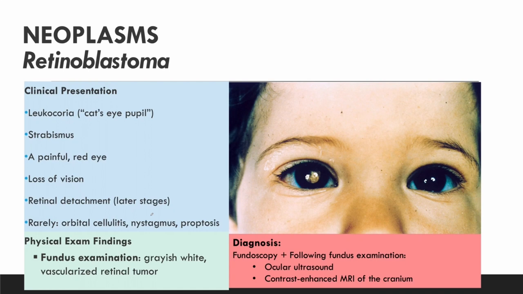On physical exam, you're going to look at the fundus, and you're going to see this grayish-white tumor in the back of the eye. And if you see that, then you should get either an ocular ultrasound or an enhanced MRI, usually MRI.